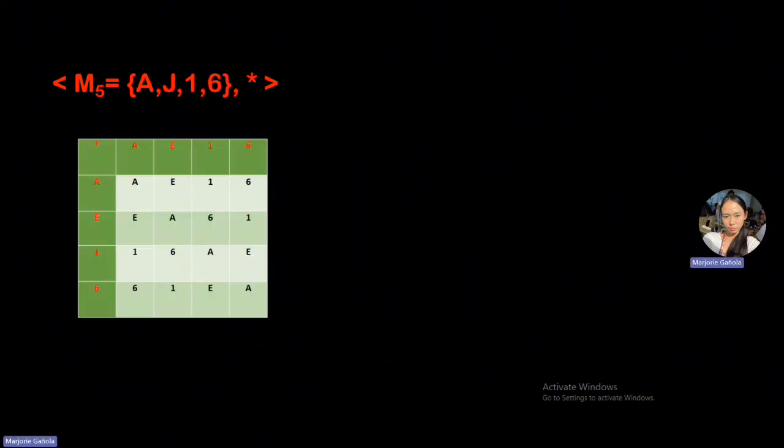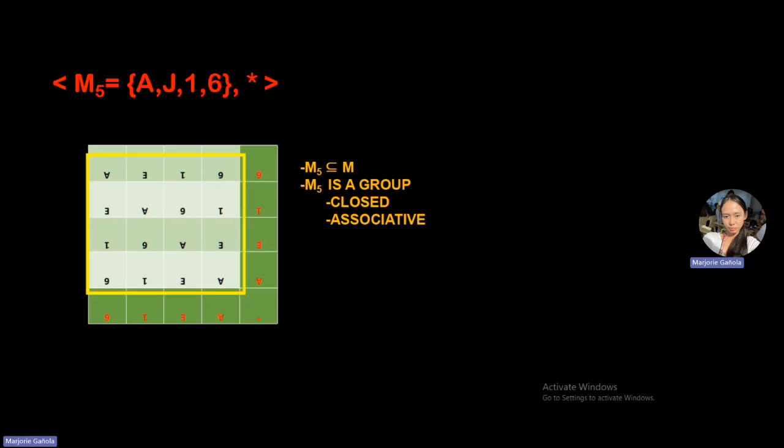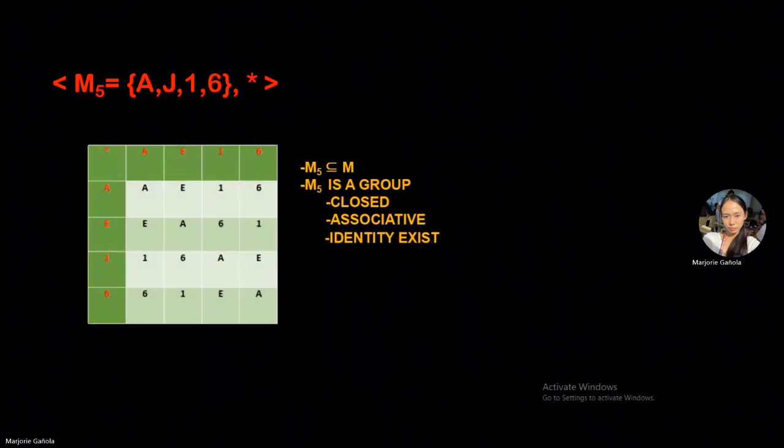Next is M sub 5. Since M sub 5 is isomorphic to M sub 4, it is also a subset of M. It is a group because it is closed. It is associative because if we flip the table 180 degrees and interchange the rows and columns, we still end up with a table that looks the same as the original. It also has an identity element and the inverse element exists for all. Also, M sub 5 has the same binary operation as the group M, so it is indeed a subgroup of M.